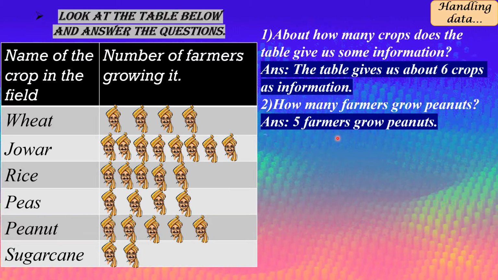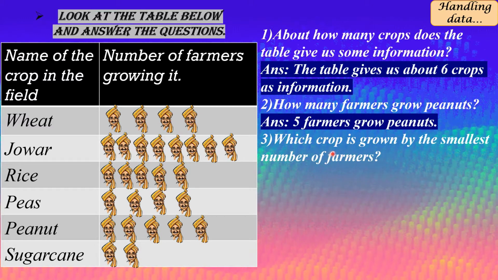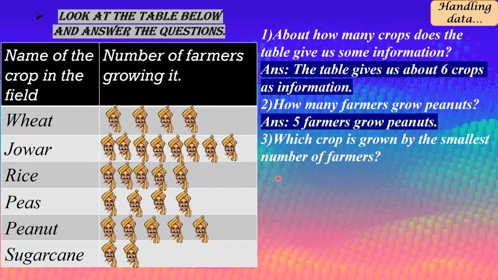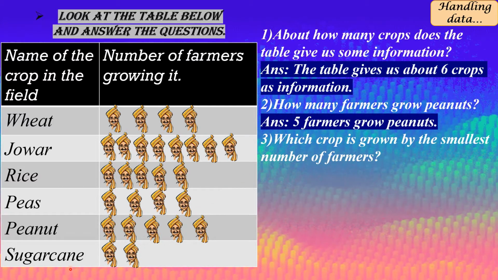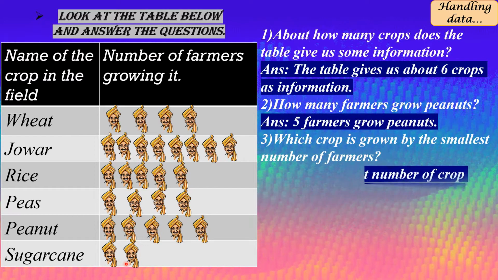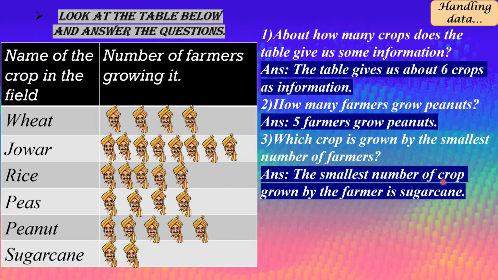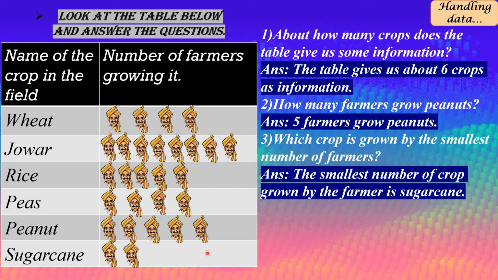Now the third question here. Which crop is grown by the smallest number of farmers? Smallest number. Yes, the sugarcane. Only 1 and 2 farmers. So the crop grown by the smallest number of farmers is sugarcane.